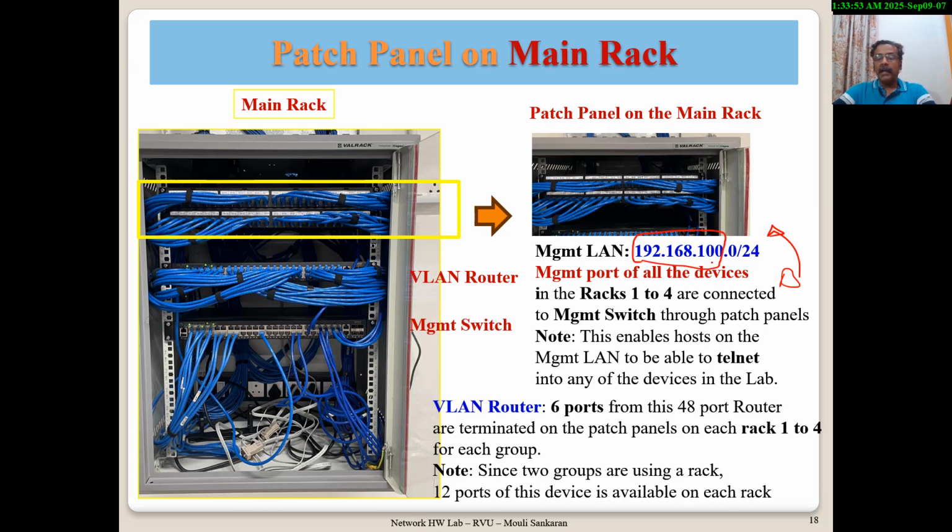Even the devices, all the S1, S2 on each of the racks, are on the same LAN, so they will also have IP addresses. You have to give an IP address to your desktop, since you will be given one host for each group. I will tell you the range of addresses that you can use, so that you are on the management LAN and can log into any device, telnet to any device, and configure them.